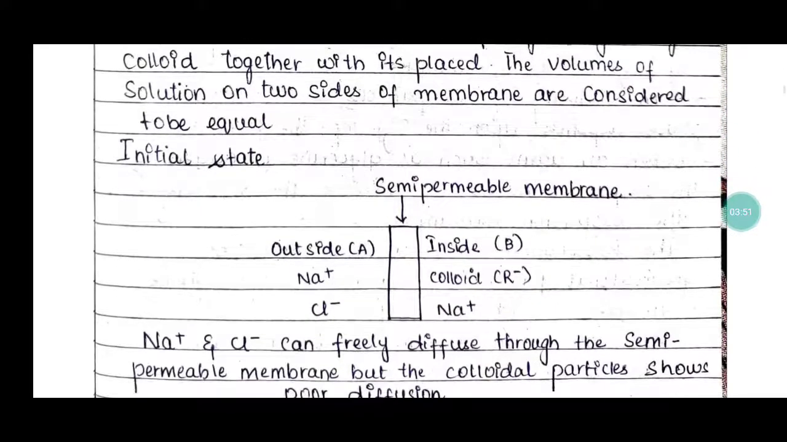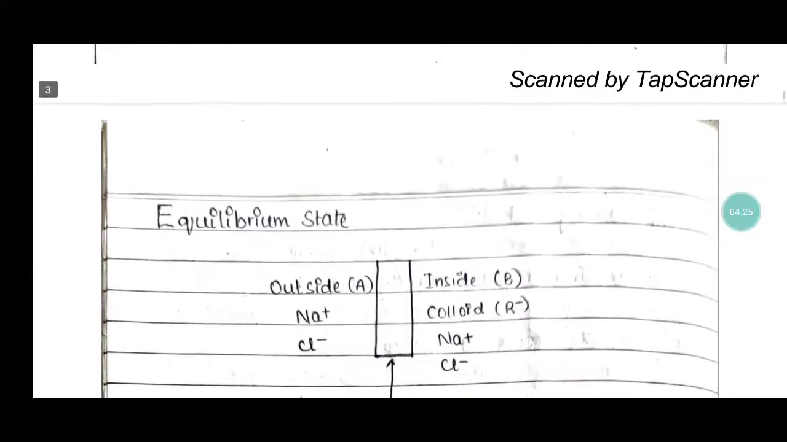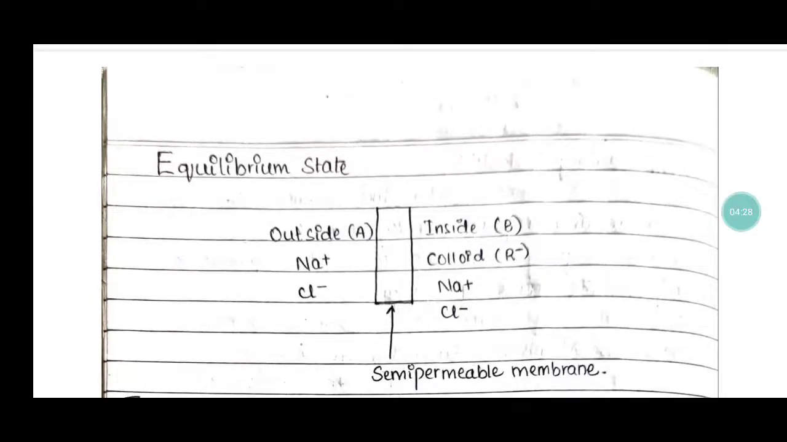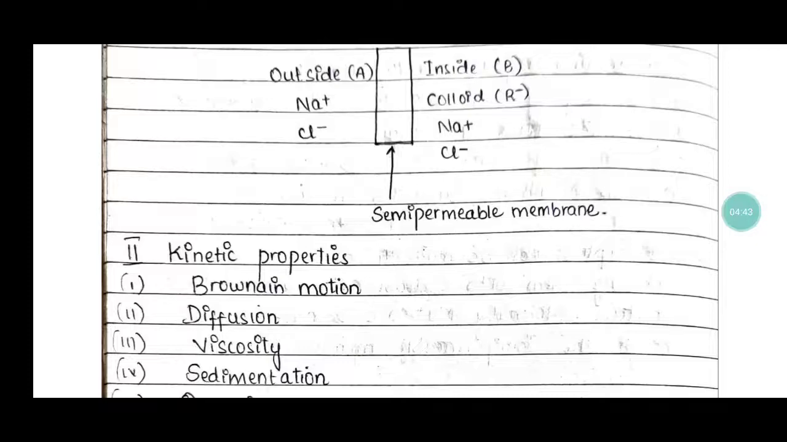In the initial state of the semi-permeable membrane, this is the outside, which is A, inside, which is B. Inside there is sodium and a colloid R minus; outside A has chlorine, and inside B doesn't have chlorine, just sodium. Sodium and chlorine can freely diffuse through the semi-permeable membrane, but the colloidal particles show poor diffusion. In the equilibrium state, inside there is colloid R plus sodium chloride, and outside there is no colloid R, just sodium chloride, across the semi-permeable membrane at the equilibrium position.